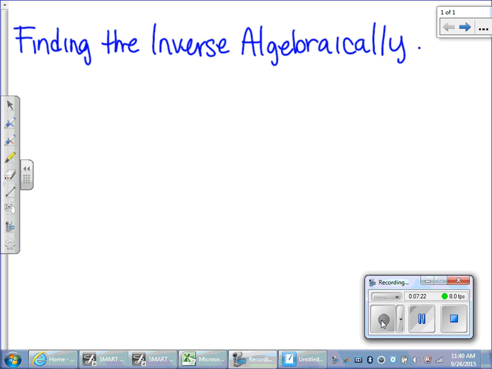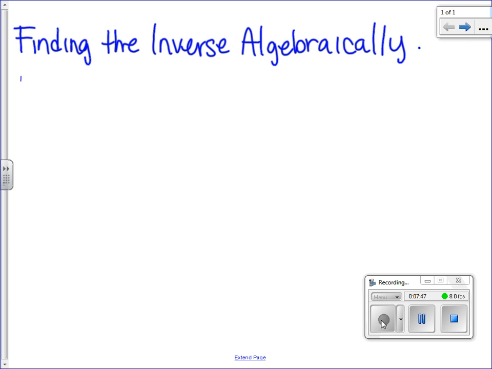Now please get a piece of notebook paper, and the title for this will be Finding the Inverse Algebraically. And what I'm going to do is give you some steps to find the inverse of any function, well, almost any function. Those steps will go in order from 1 to 4. We're going to revisit that function that you created in a minute, okay?